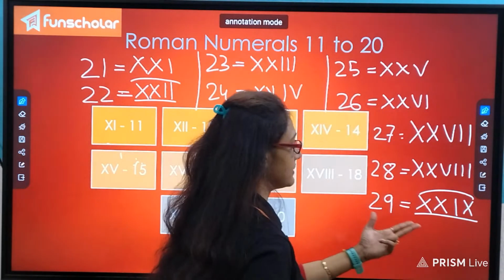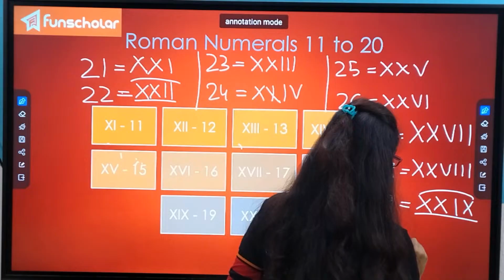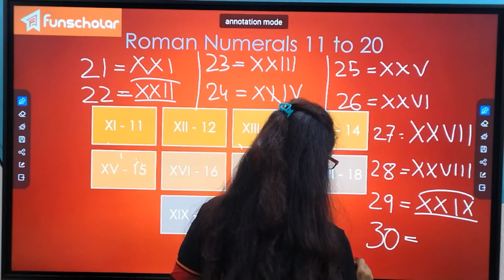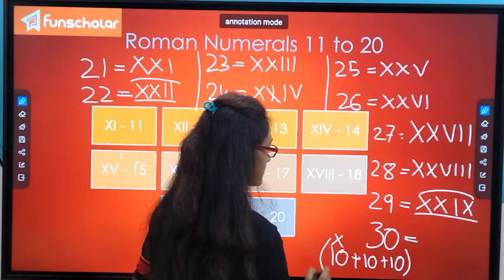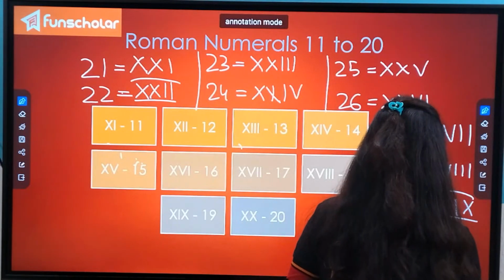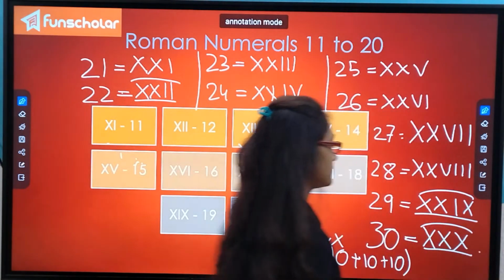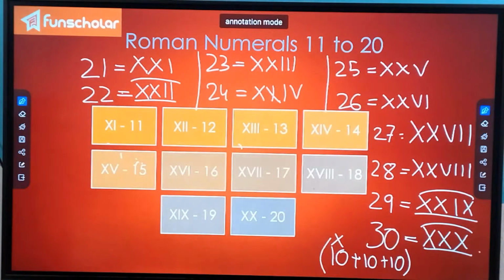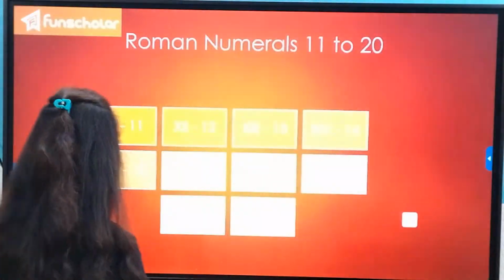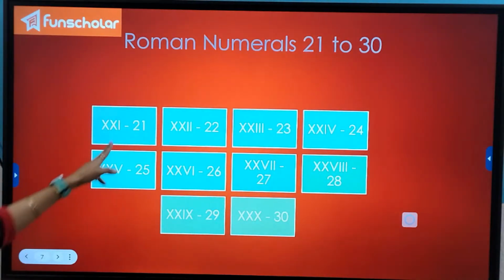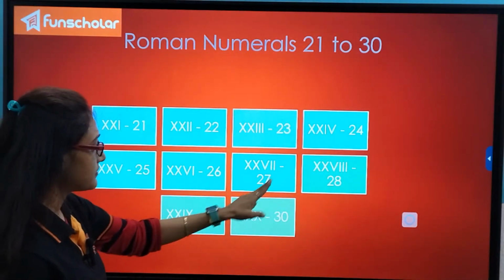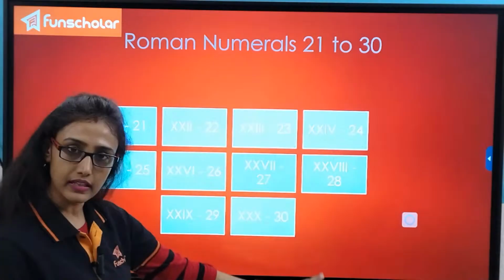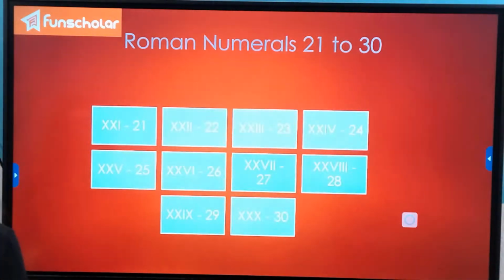Done. Just like 19. Again comes 30. How will you put 30? 30 represents 10 plus 10 plus 10. So, if one 10 represents X, then triple X will represent 30. Triple X will represent 30. So, let us now check whether we have done it correctly or not. 21, 22, 23, 24, 25, 26, 27, 28, 29, 30. So, what we have done is absolutely correct.